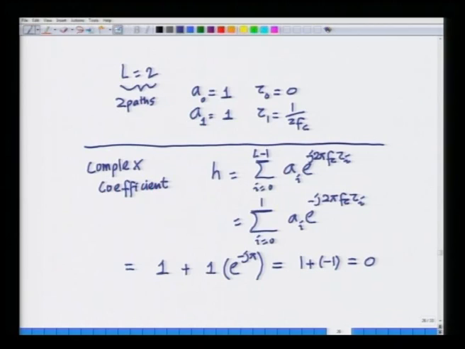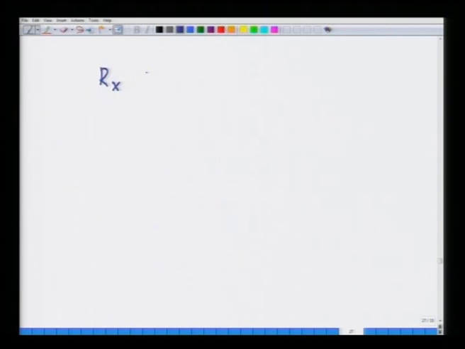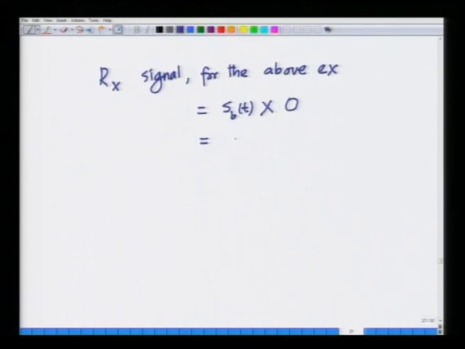For this example, what does this mean? It means that if I have two paths having the same attenuation factors, that is 1 and 1, however one has a relative delay of 1 over 2 fc corresponding to the other, then the complex coefficient is 0, which means the received signal for the above example equals s_b(t) times the coefficient, which is 0, equals 0, which means there is no received signal because the paths are adding up destructively. That is the problem here.